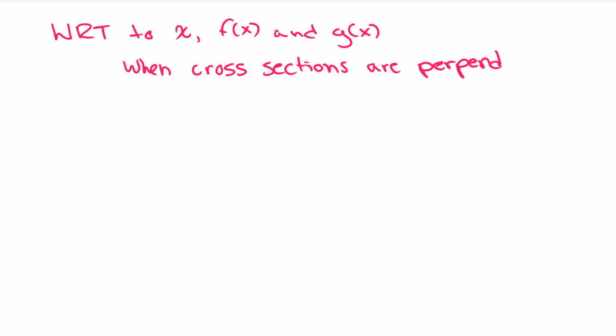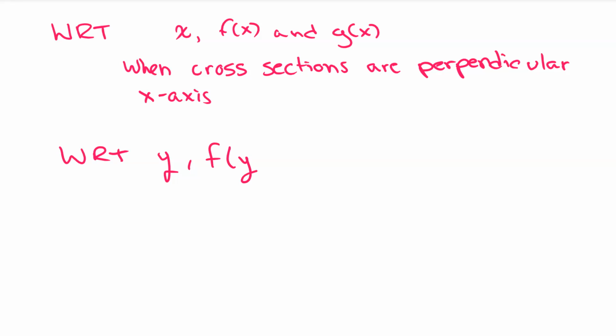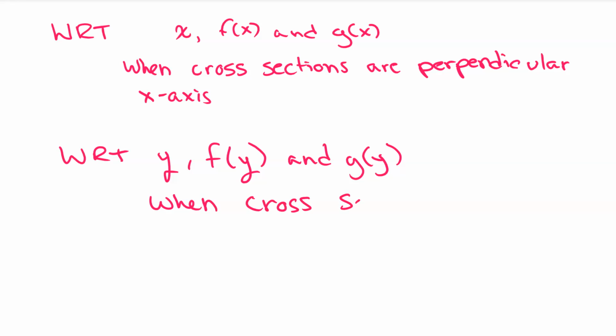But let's say instead of them being perpendicular to the x-axis, those cross sections were perpendicular to the y-axis. Well, with respect to x, with respect to y, that would be using the functions f of y and g of y. Right? And this would happen when we have the cross sections perpendicular to the y-axis.